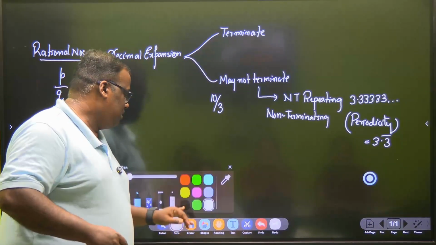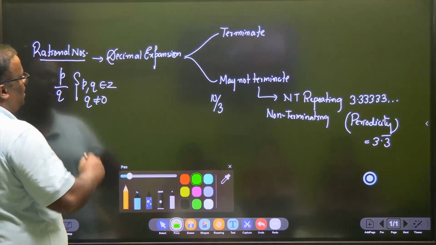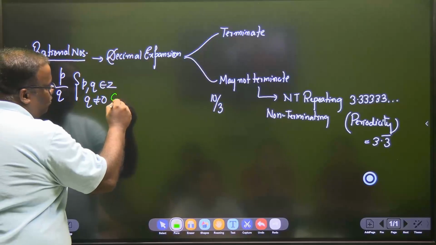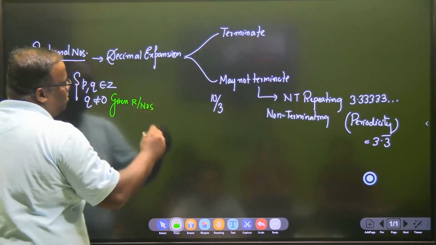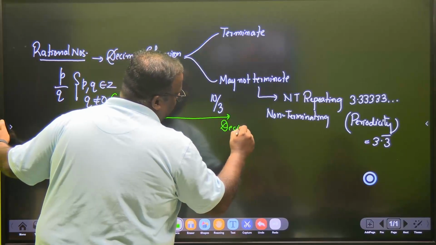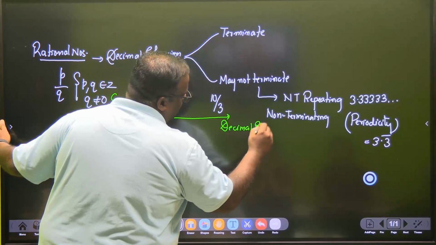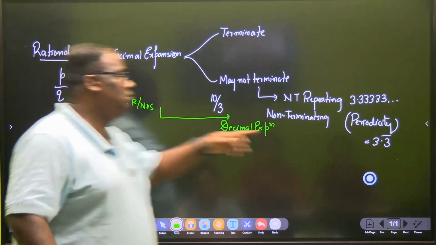What problems are we going to have in our exercise? Our first problem will be that we will be given rational numbers, and we will be asked to find their decimal expansion. In this decimal expansion, the idea would be that you should be able to produce this bar.